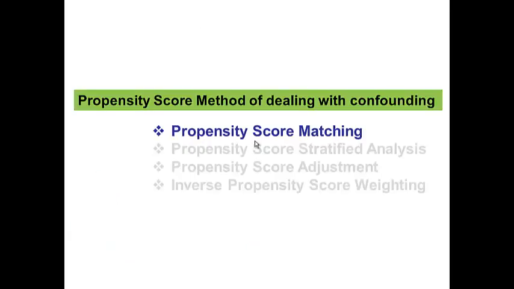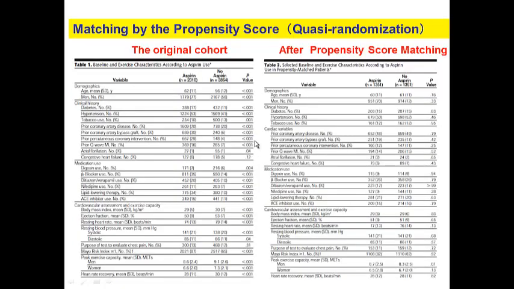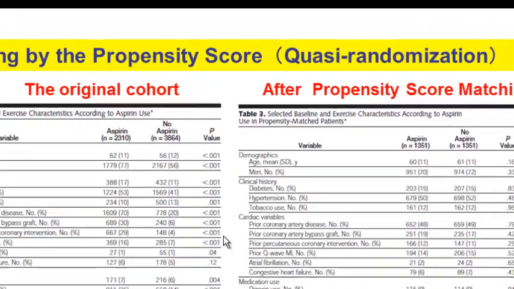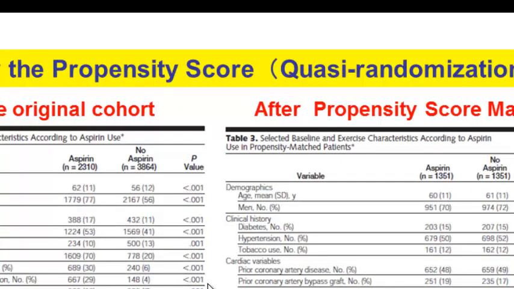So let's talk about propensity score matching. So this Table 3 is a baseline table where they examined the same sets of covariates after they selected subsets of patients who are matched by propensity score. And the first thing we need to check is sample size. So about half of the aspirin users are included in the matched cohort. So 3,151 patients.